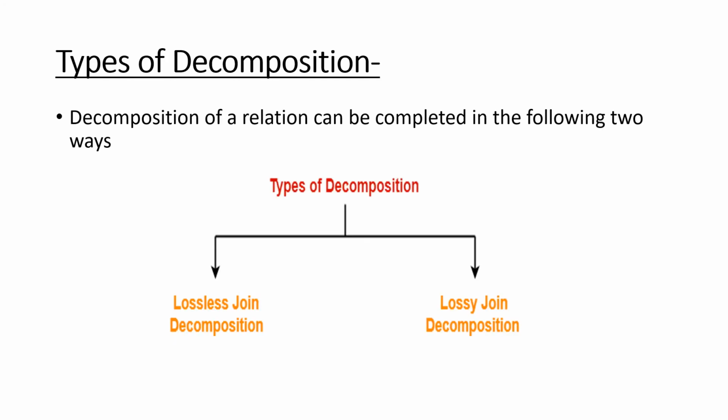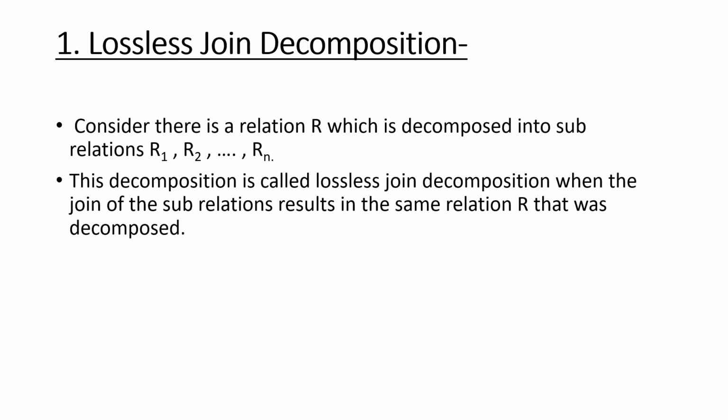Then here we are seeing types of decomposition. We have mainly two types. First is lossless join decomposition and the other one is lossy join decomposition. As the words explain, in this decomposition, when we join the tables back to their original position, there will be no loss, lossless join. And when there is loss, we call it lossy join decomposition. Firstly, with examples, we will study lossless join decomposition.